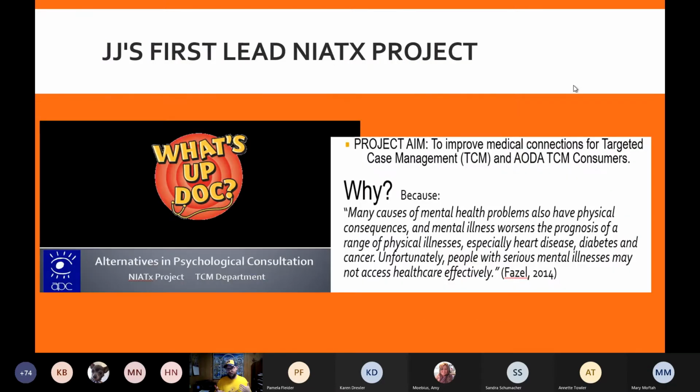Next thing you know, we're going through all this stuff, and I was being introduced to NIATx, and being somebody who wanted to be a part of a change and help people, naturally, I gravitated towards it and got into it. The change project that I really jumped into is called What's Up, Doc? We were finding out that there were barriers to people seeing their primary care providers in getting their wellness visits or physicals.